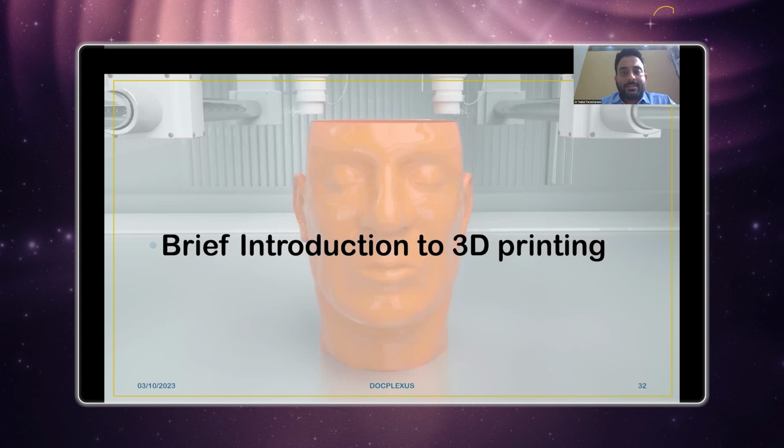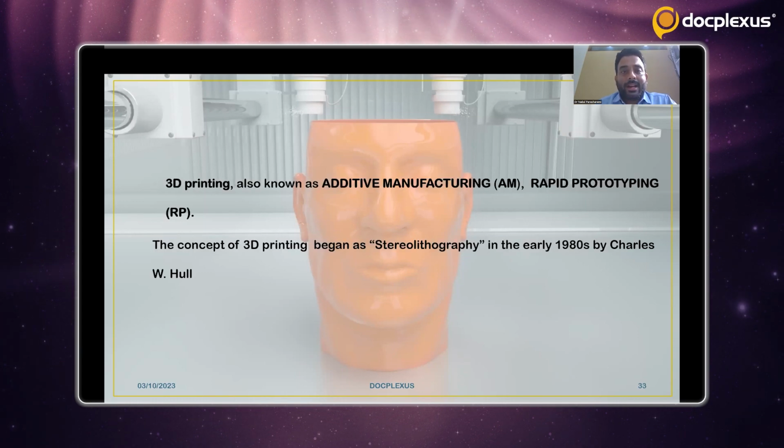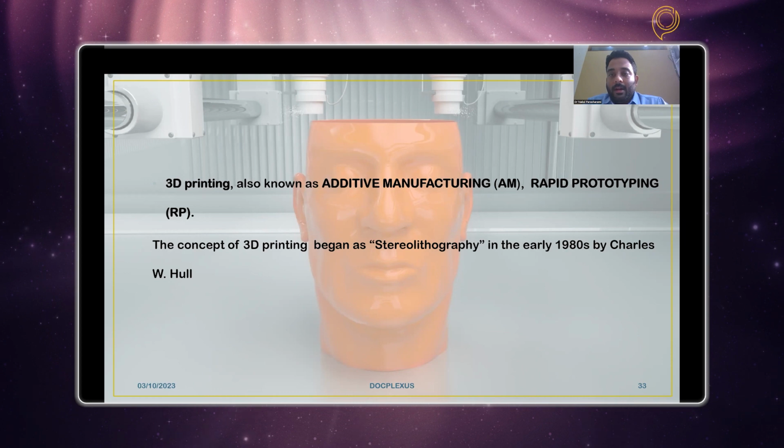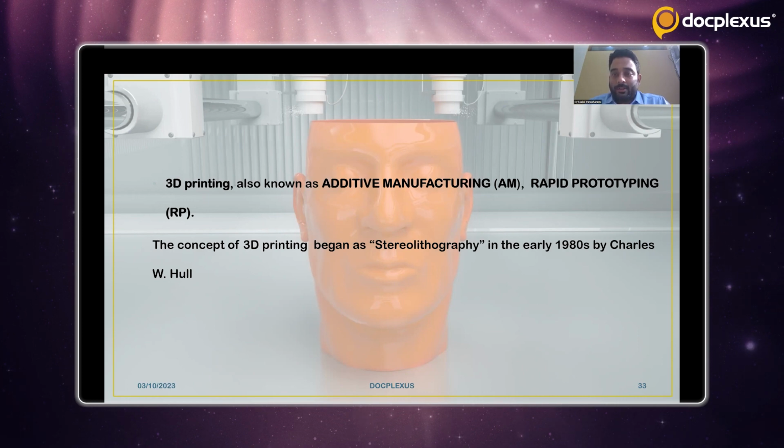So, briefly discussing 3D printing. 3D printing is known as additive manufacturing or rapid prototyping. The concept of 3D printing began as stereolithography. This technology basically creates 3D objects by adding a sequential series of thin layers and physically creating those layers one at a time. Typically, the thickness is 0.05 to 0.3 mm.